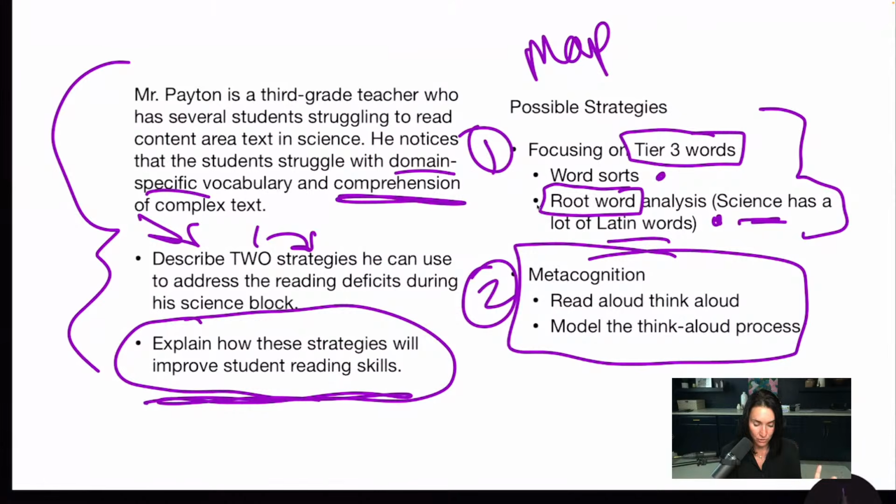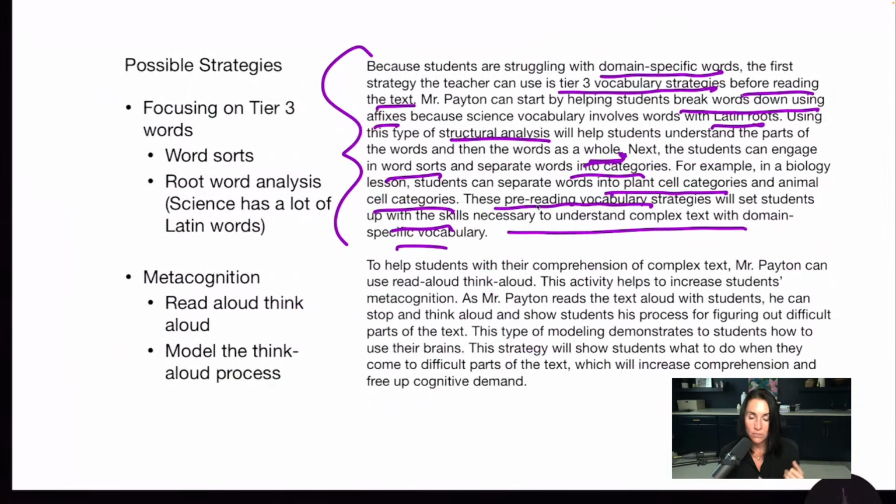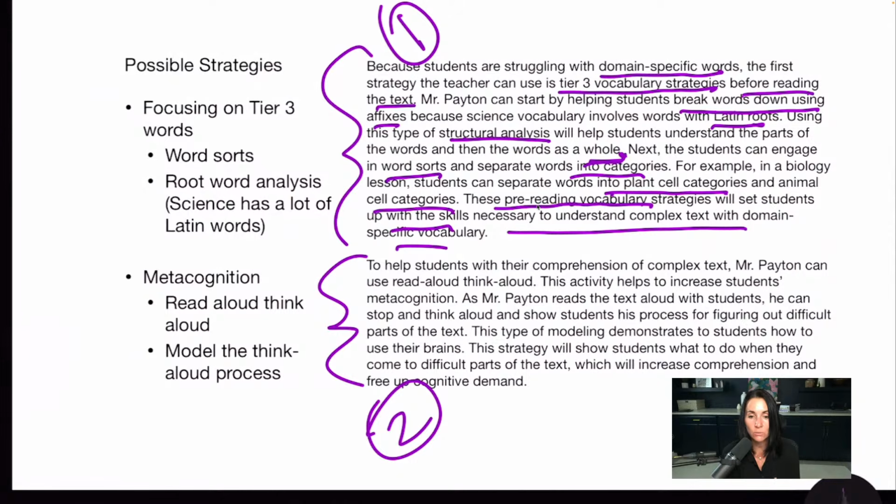Now I have my paragraph 2 for the second strategy. Well, they struggled with vocab and then they struggled with comprehension. Okay, so paragraph 2 is going to be my second strategy. I'm not going to talk about my first strategy. I'm going to keep it separate. This is only strategy 1, and this is only strategy 2. Don't intermingle them because you'll confuse the grader. Make it easy on the person grading your essay.